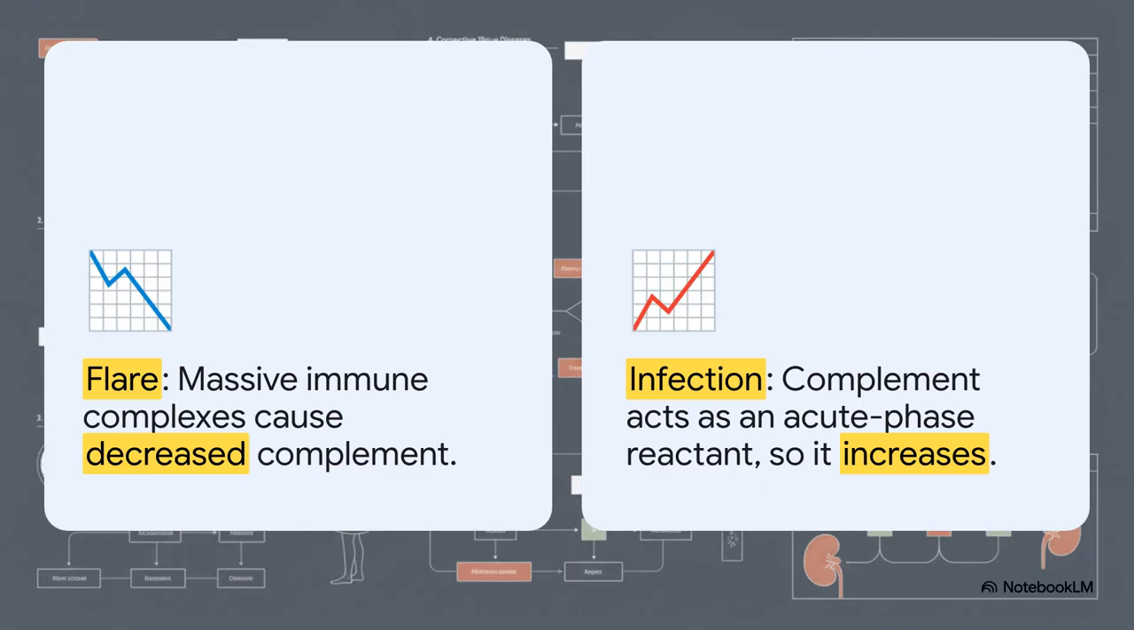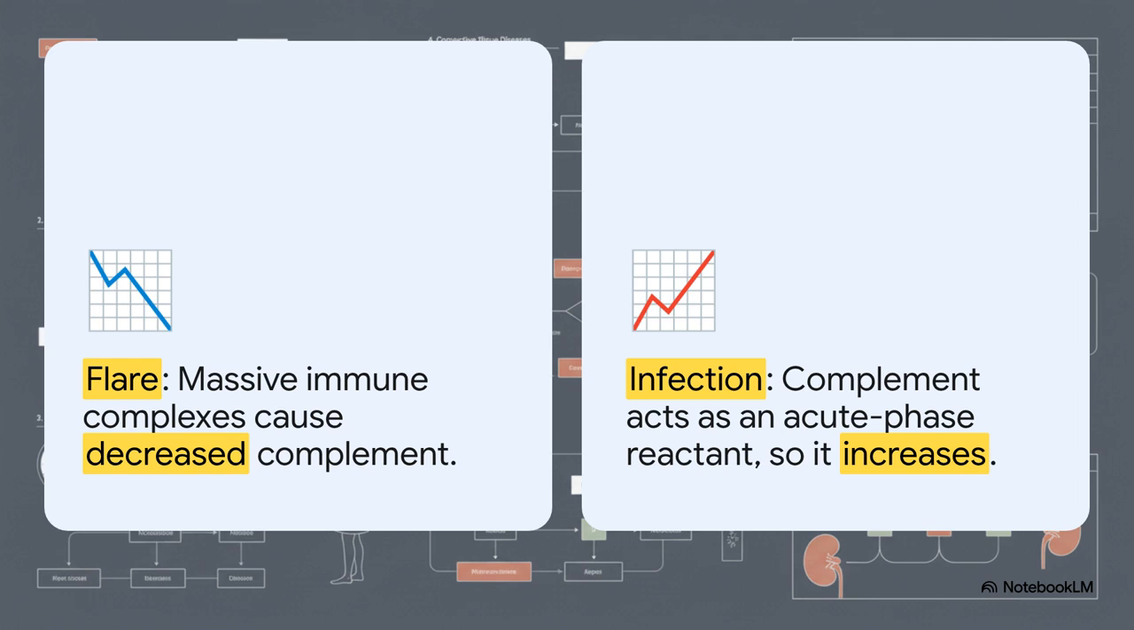This right here is a classic fork in the road. A known lupus patient rolls into the ED crashing with a fever and severe symptoms. You have to figure out, is this an immune flare or a hidden infection? Check those complement levels. If they're low, that screams immune flare because the complement proteins are actively getting chewed up by a massive storm of immune complexes.